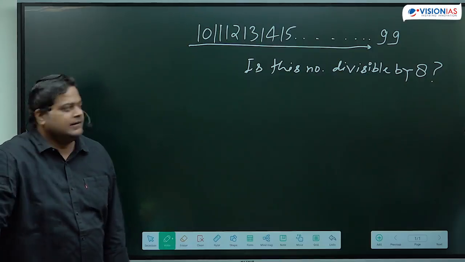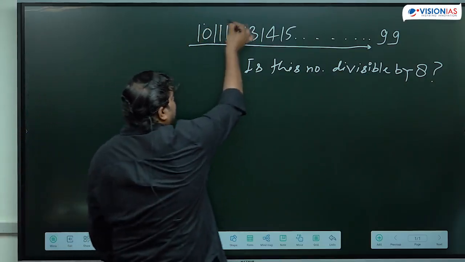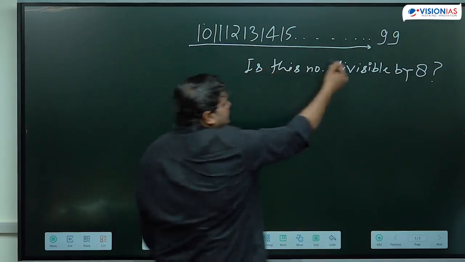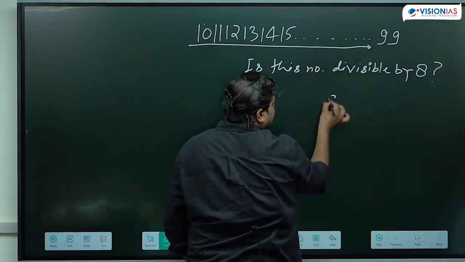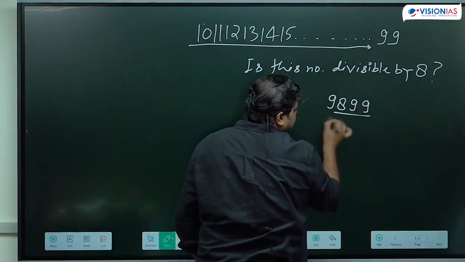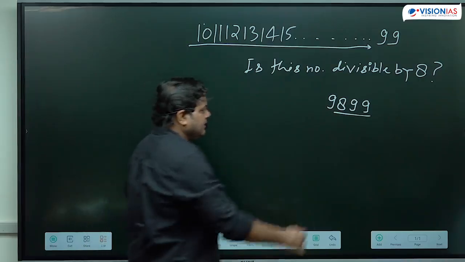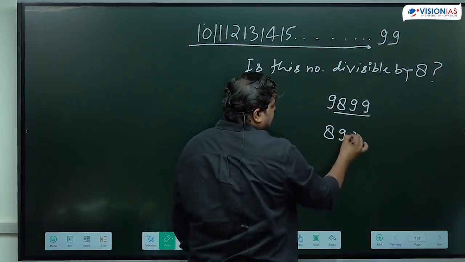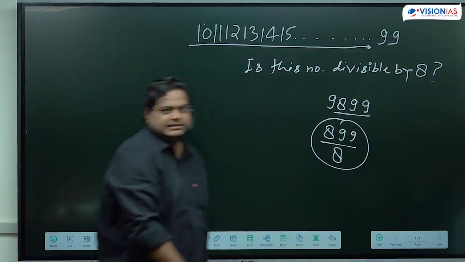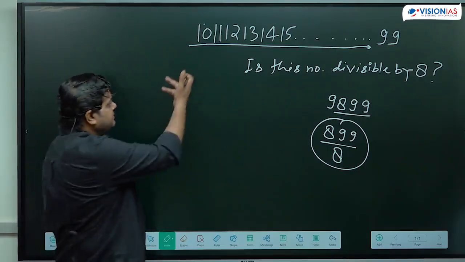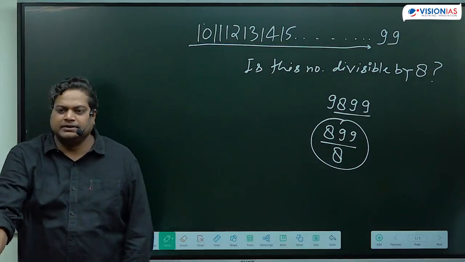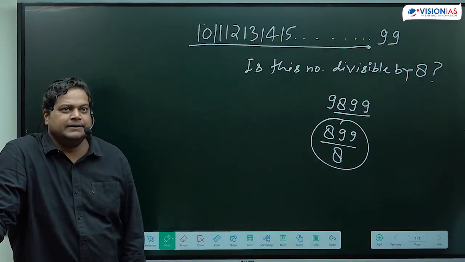899. So we can see here कि 10, 11, 12, 13, 14, 15, this way it is proceeding. So last 3 digits, 99 के पहले 98, then 99. So last 3 digits will take 899. 899 को will divide by 8. If it is divisible, then yes. If not, then this number is also not divisible by 8. यहाँ पे क्या आ रहा है? This number is not divisible by 8.